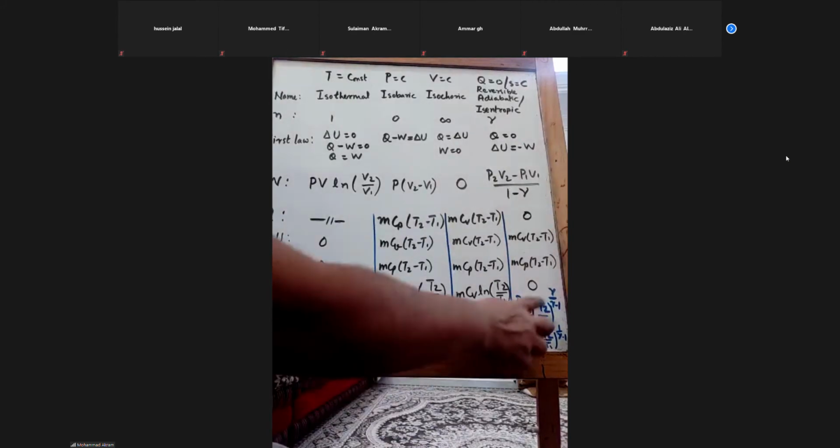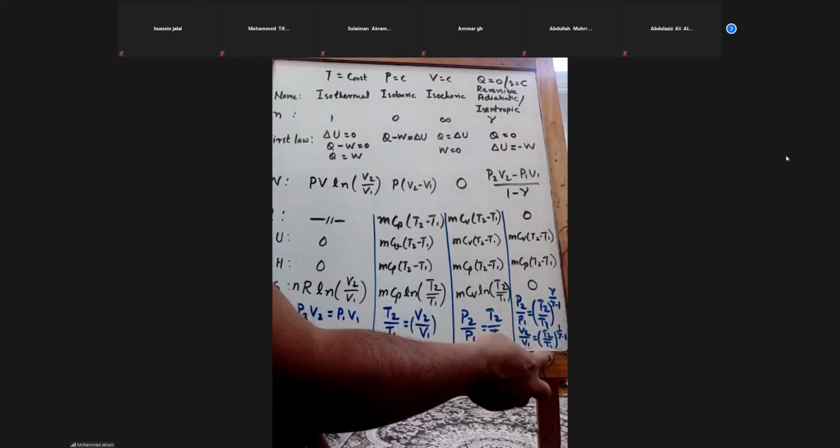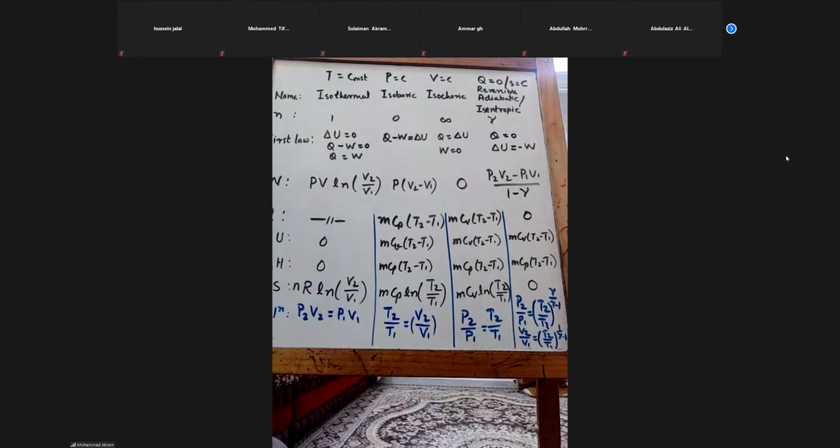P2 by P1 equals T2 by T1 to the power gamma divided by gamma minus 1. And V2 by V1 equals T2 by T1 to the power 1 over gamma minus 1.